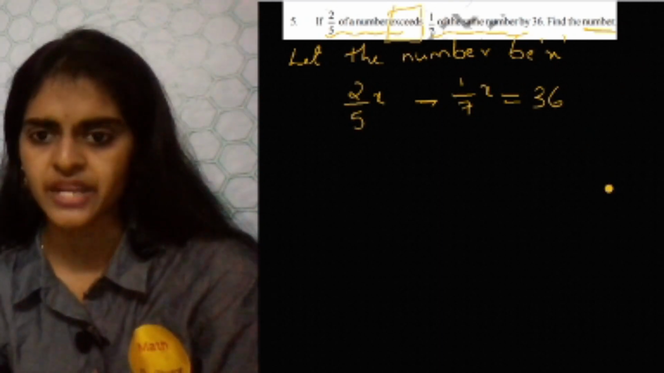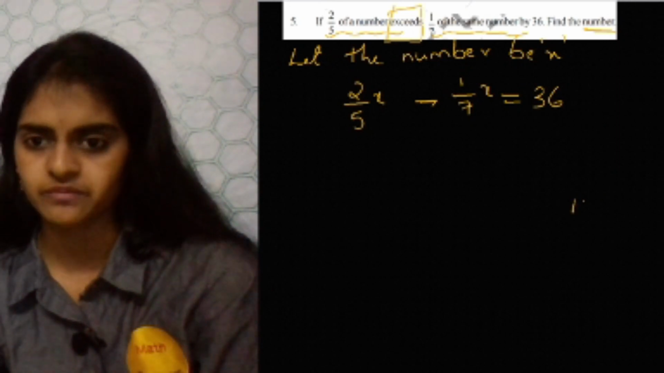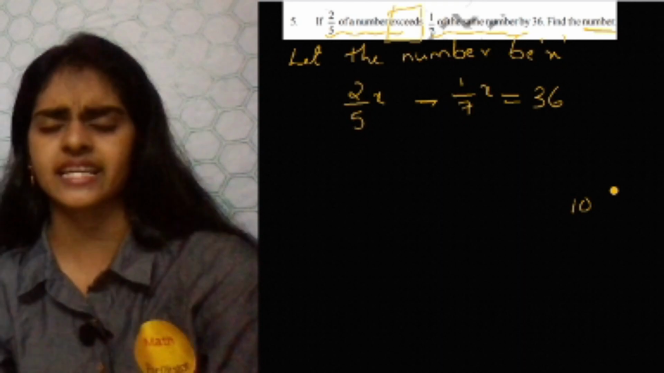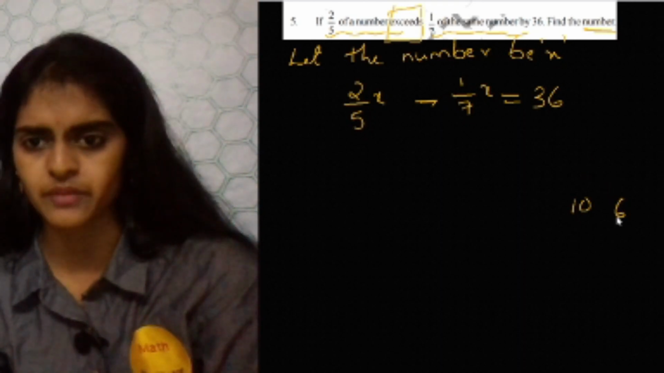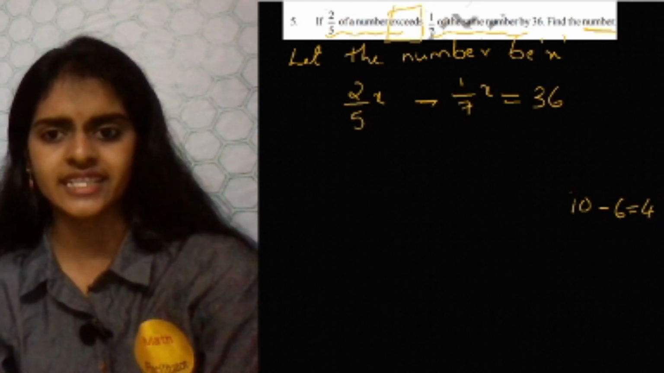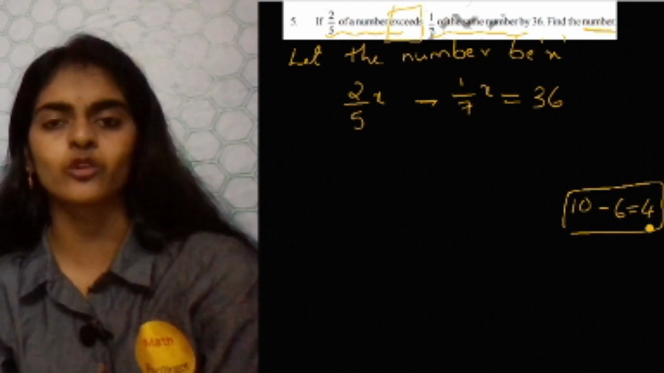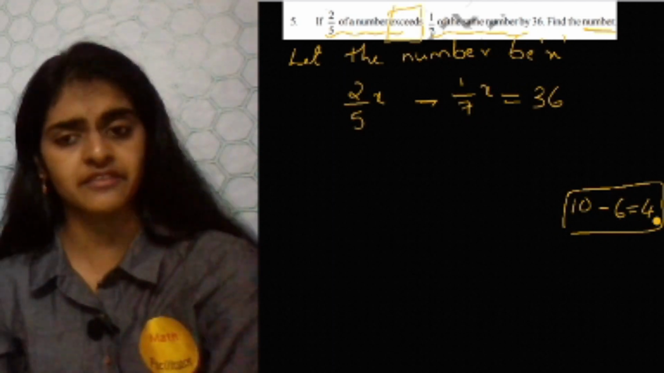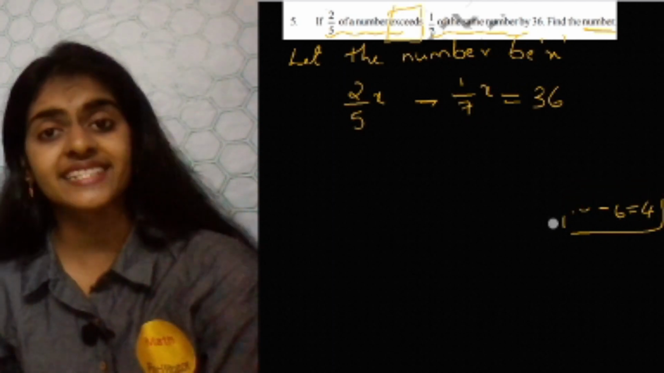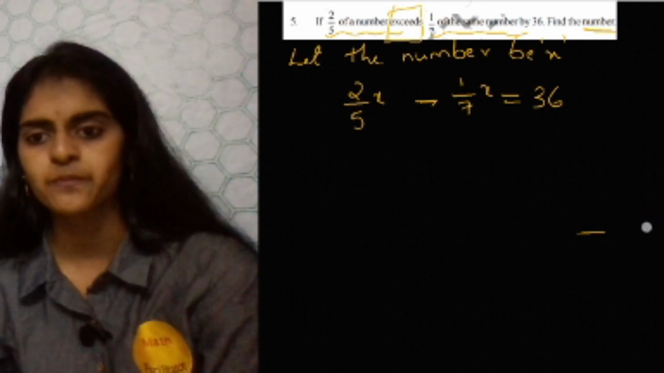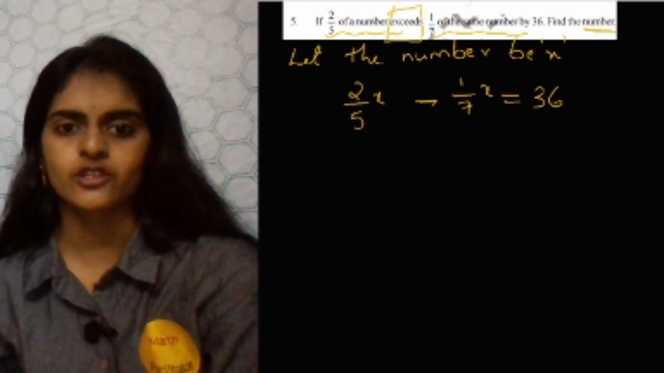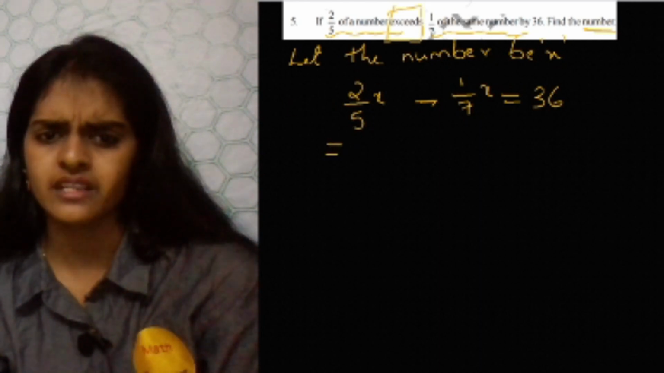Now just see, suppose I have a number 10. If I say 10 exceeds 6 by 4, that means 10 minus 6 gives you 4, isn't it? 10 exceeds 6 by 4 means 10 minus 6 is giving you 4. The same logic. Did you get it? So 2 by 5 of a number exceeds 1 by 7 of a number by 36, which means this is the statement which you will write. Clear?